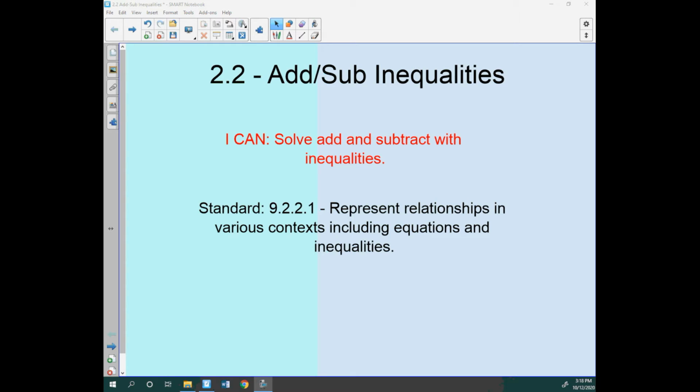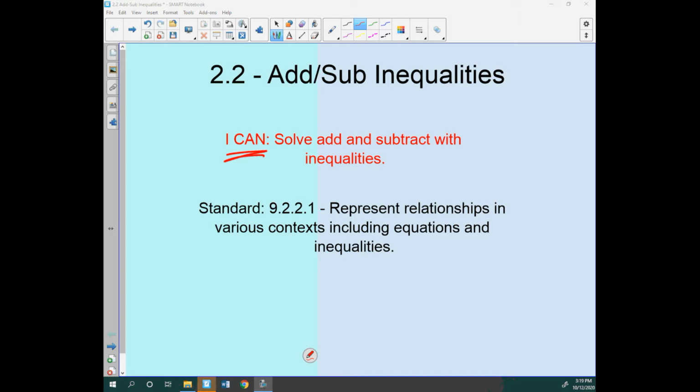All right, everyone, welcome. It's 2.2, day 2 on adding and subtracting inequalities. Okay? Hopefully by the end of the day, we're getting more comfortable and we can say with confidence, I can solve by adding and subtracting inequalities.